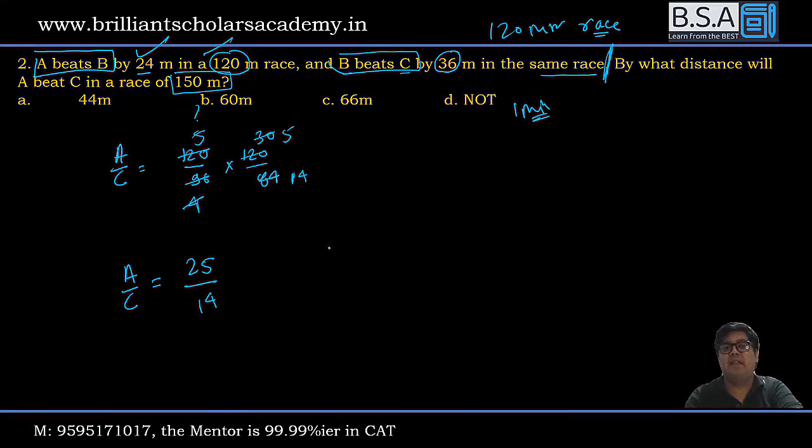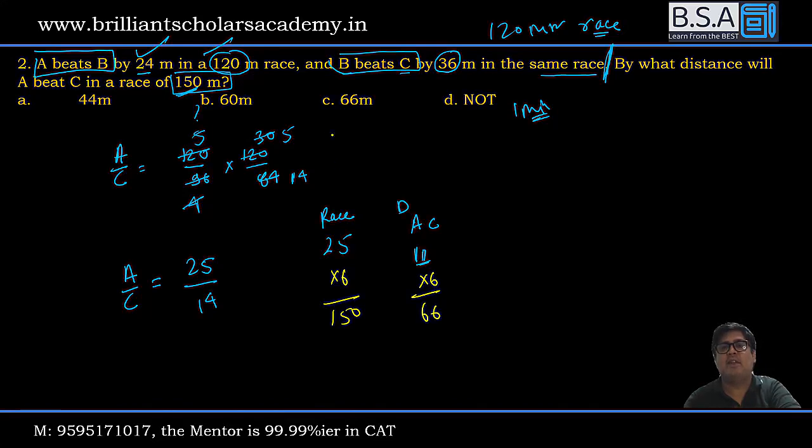In a 25-meter race, A beats C by, what is the gap? 11 meters. If this is the race, this is the defeating distance. I want the race to be 150 meters. How can we convert this into 150? Multiply by 6. When you make the race 6 times longer, the defeating length will also become 6 times. That should give you your answer.